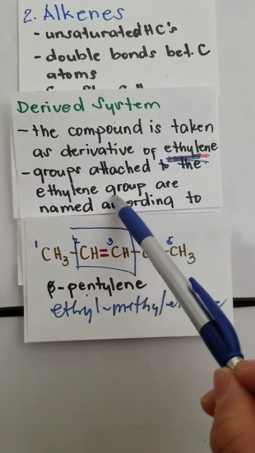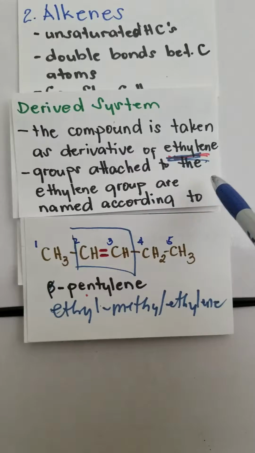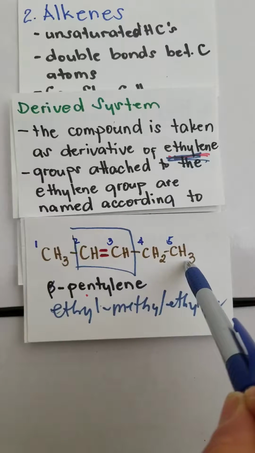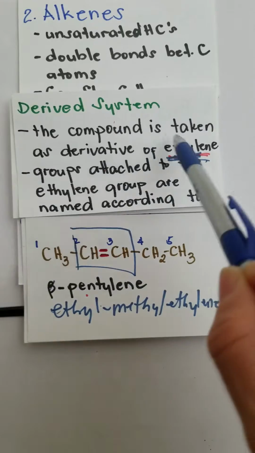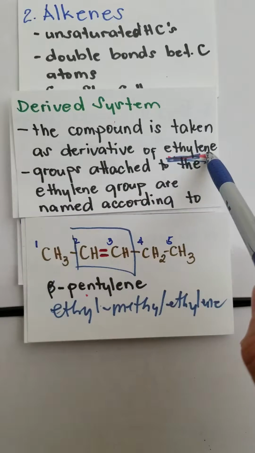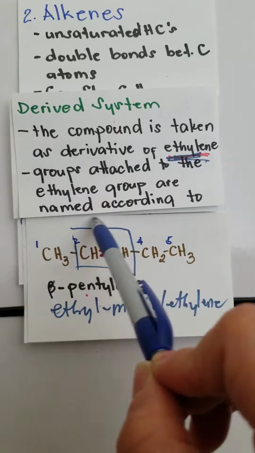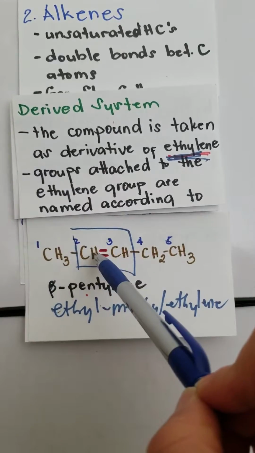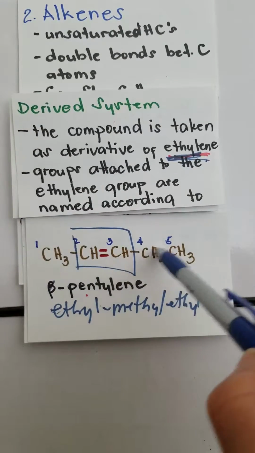Then the groups attached to the ethylene group are named according to alkyl radical naming, arranged alphabetically. So this is what I mean. In this given example, following the first rule, you locate the ethylene structure. What is the ethylene structure? The prefix eth means it bears 2 carbon atoms, and with ene, you have the double bond there. So the carbon atoms that bear the double bond are automatically your parent chain, the ethylene name of the parent chain.